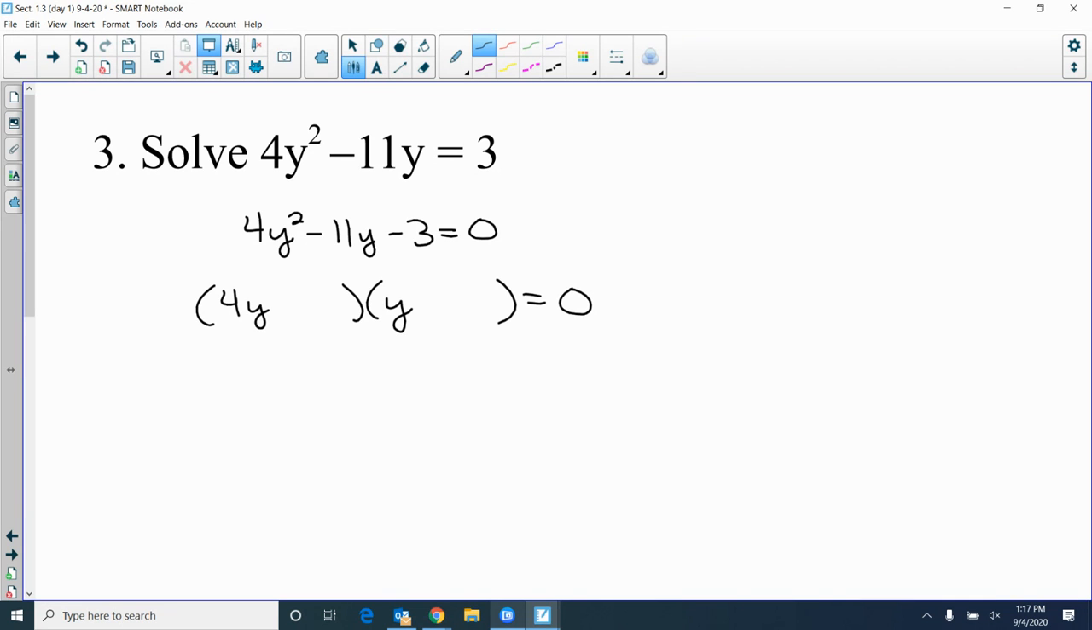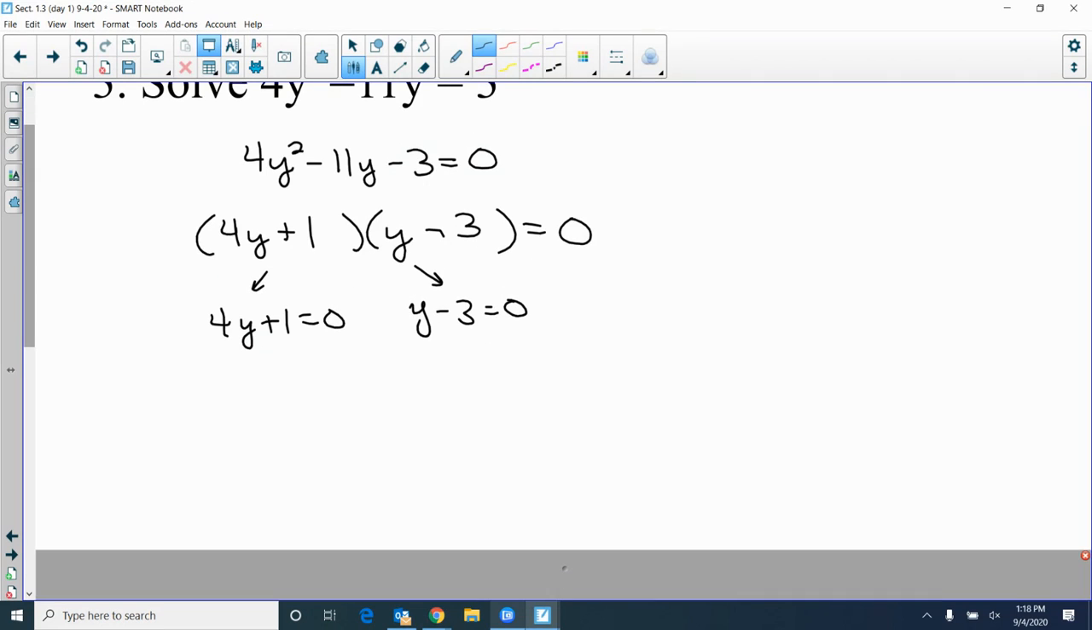Okay, so I got y minus 3 and 4y plus 1. All right, I agree with that. So it gives me 4y plus 1 equals 0 and y minus 3 equals 0. Subtract 1, divide by 4, negative 1/4. Add 3 on the other side, y equals 3. So those are my two cases.